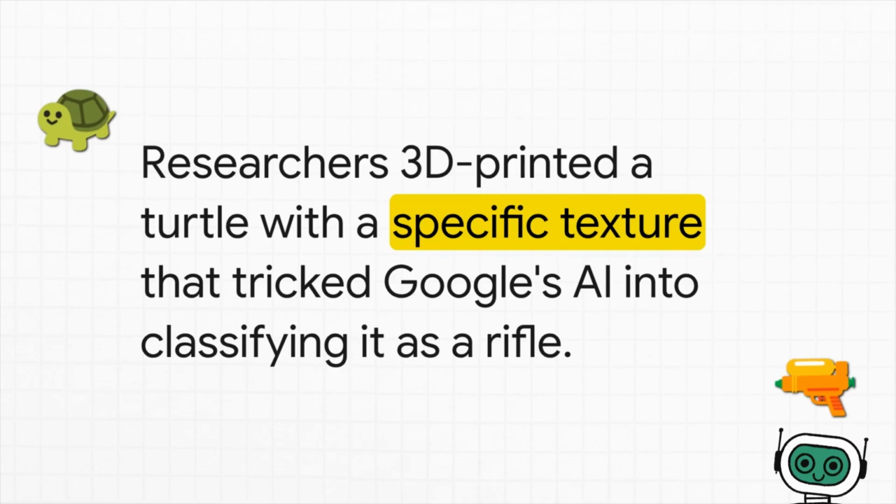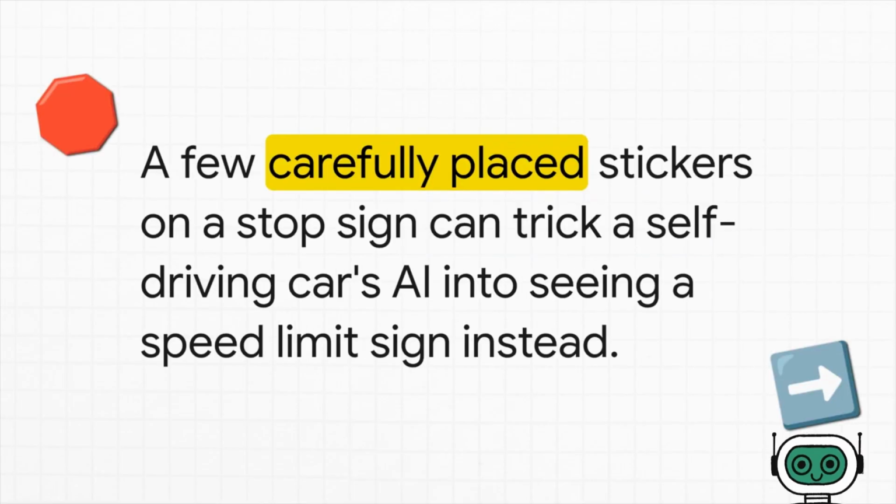And here's an example that really brings it home if you're building real-world systems. Researchers found that by putting just a few small pieces of tape on a stop sign, they could make a self-driving car's AI classify it as a speed limit 45 sign. It just shows how a simple physical trick can defeat an incredibly complex digital system.